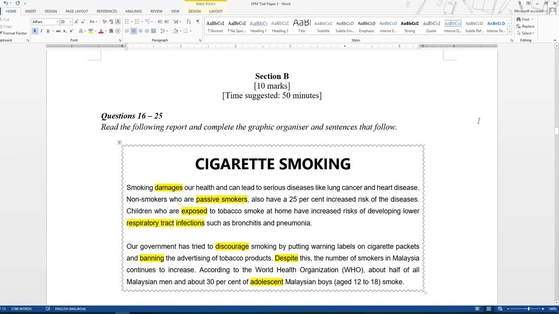Now that you know the 4 steps to answering section B, information transfer, let's try and answer the Perak trial examination using the 4 steps that I mentioned just now. So step number 1 was you need to read the topic of the text. So as you can see here in this question, the topic of the text is cigarette smoking. So now we move on to step number 2, which is you need to read the questions.